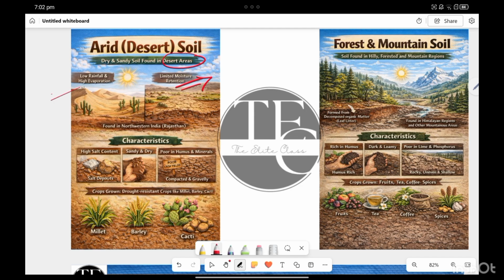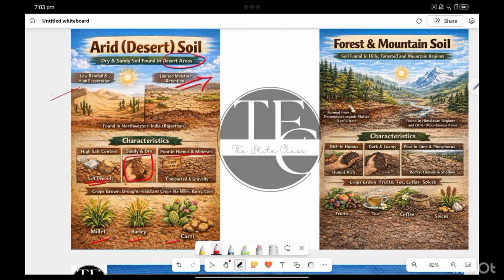They have high salt content and they are very much sandy and dry. Their fertility is low because they have poor humus and mineral content in them, and that's why arid type of soil is well suited for the growth of millets, barley, and cacti type of plants which require this kind of environment.